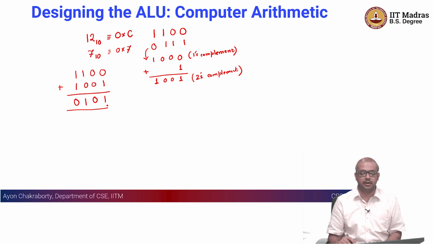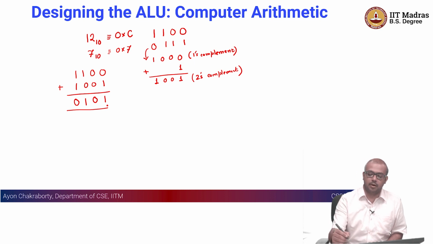So, this is how you have to interpret this. The most significant bit here is being treated as 0, and this is going to be representing plus 5. The answer is basically positive. If it was negative, we have to do something else.